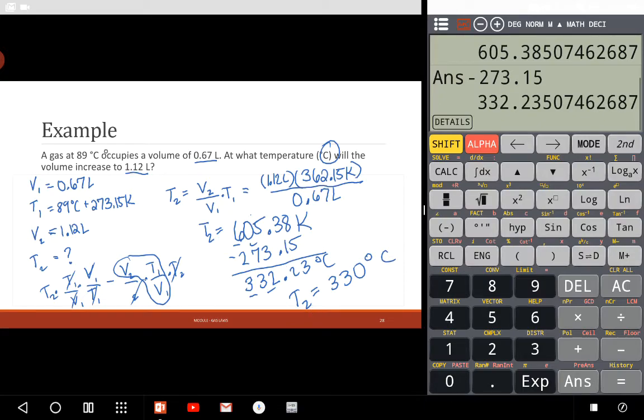Let's do a conceptual double check. Since our volume is increasing, our temperature should also be increasing. So I looked at the volumes here. Volume's increasing, temperature should be increasing, so my final temperature should be more than 89 degrees Celsius, which it is.